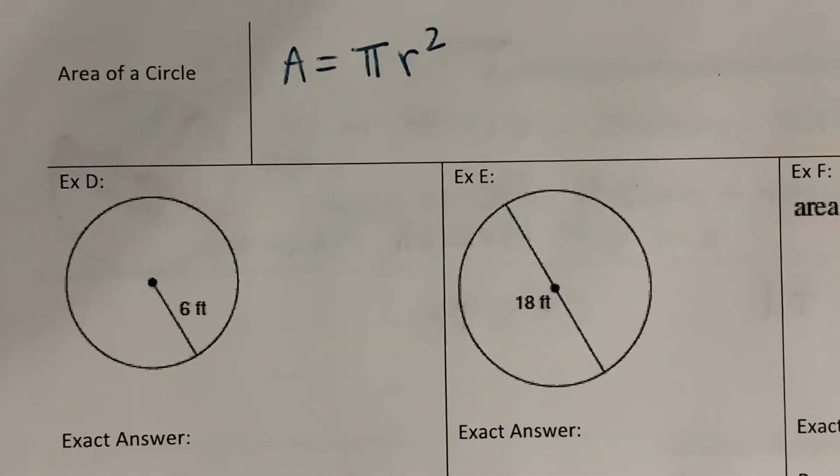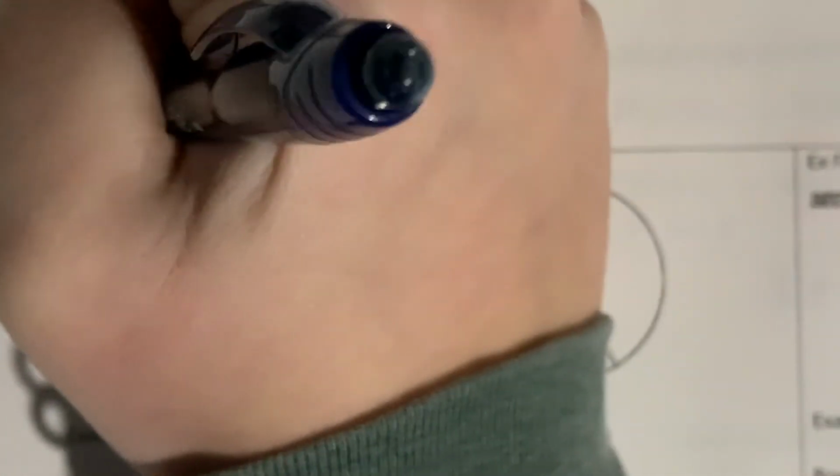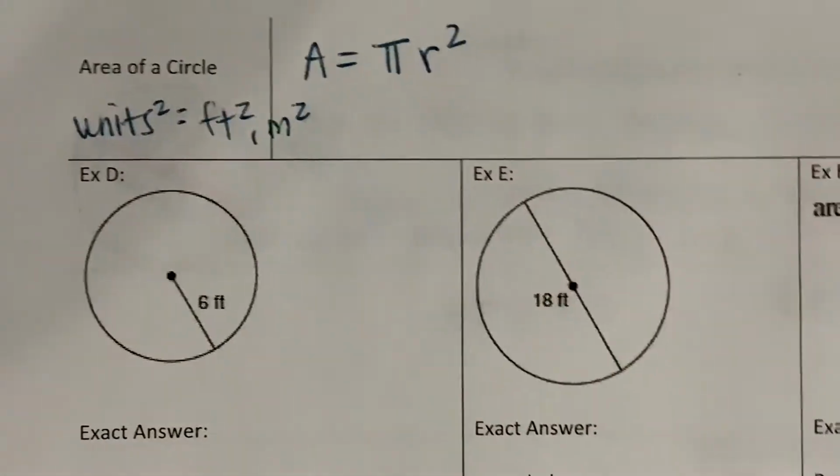Let's also talk about units for a circle. Just like area with the other figures we worked with, area is units squared. So it could be like feet squared or meters squared, but it's always going to be square units.